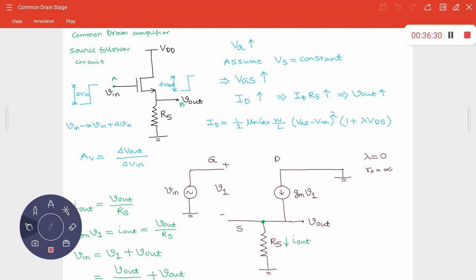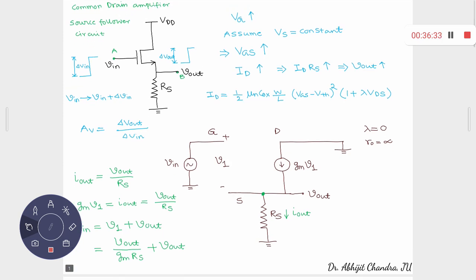Now, what about the small signal model? It is a very simplistic model. I have neglected the RO part, and also the body effect. So you have gate to source voltage V1, you have gm V1 present over there, and you have RS, the source resistance. Input is applied at the gate, and the drain is connected to AC ground, not DC ground. DC-wise it is connected to VDD.